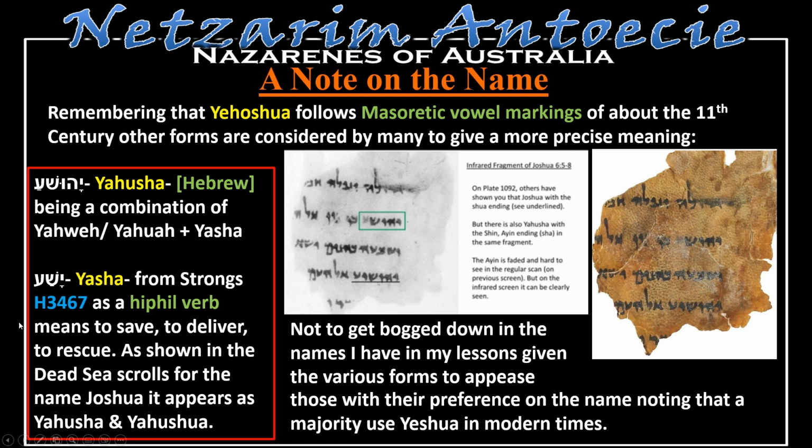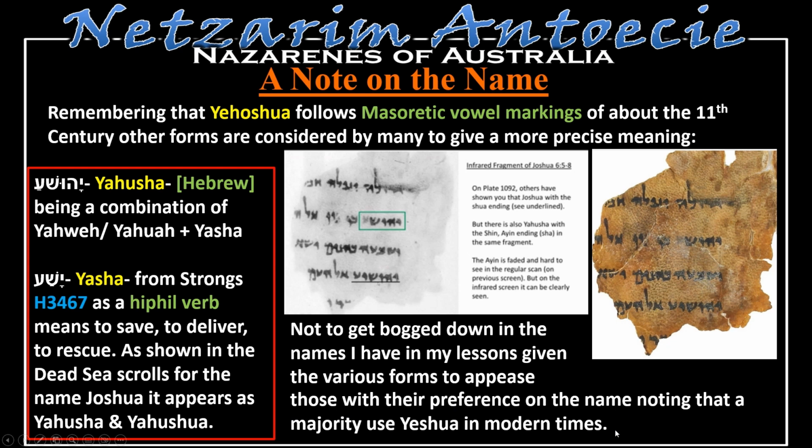Now Yasha from Strong's H3467 as a hifil verb means to save, to deliver, to rescue, as shown in the Dead Sea Scrolls for the name Joshua. It appears as Yahusha and Yahushua. So it actually uses two different ones for the same name. But I just want to note that, not to get bogged down in the names, I have in my lessons given the various forms to appease those with their preference on the name, noting that a majority use Yeshua in modern times.